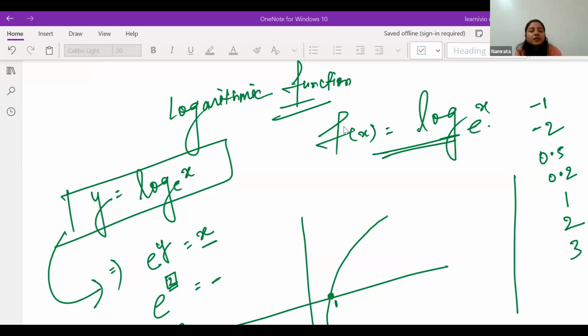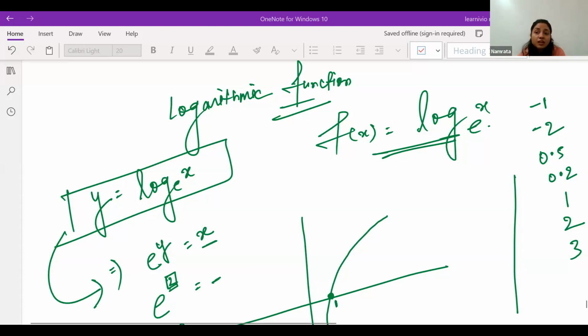So I was saying that whatever we take as a power of e, even if you are taking -1, -2, you understand that when the power is negative, the term goes in the denominator. We can make the power positive. Eventually, the answer we will get is a positive answer only. So the x value never ever will be negative.